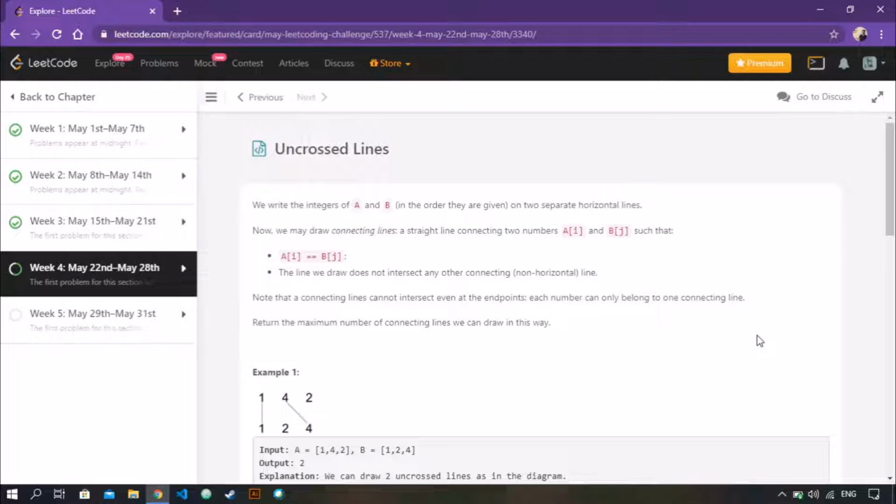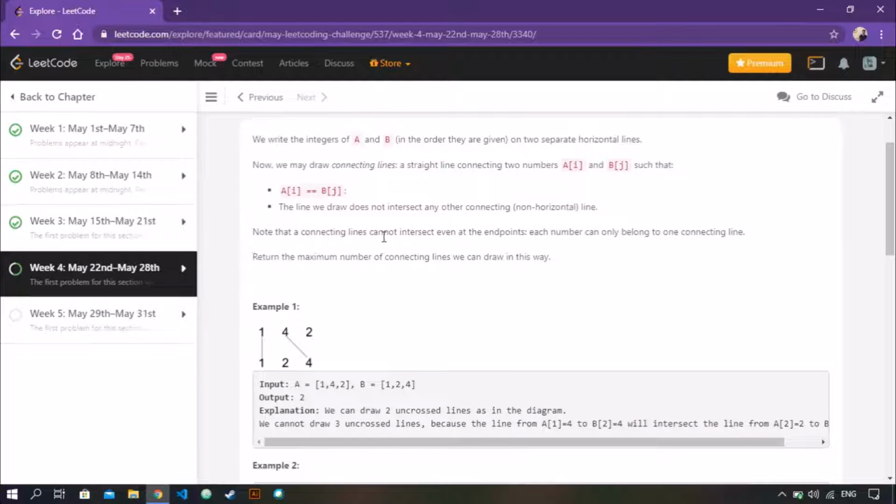Let's look at our question. Uncrossed lines. We write the integers a and b in the order given on two separate horizontal lines. Now we may draw connecting lines, a straight line connecting two numbers a_i and b_j such that a_i equals b_j. The line we draw does not intersect any other connecting non-horizontal line. Note that connecting lines cannot intersect even at the endpoints. Each number can only belong to one connecting line. Return the maximum number of connecting lines we can draw in this way.